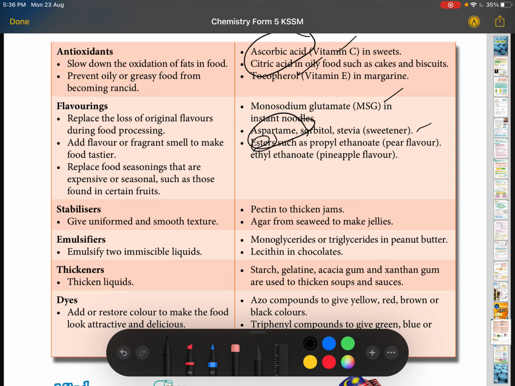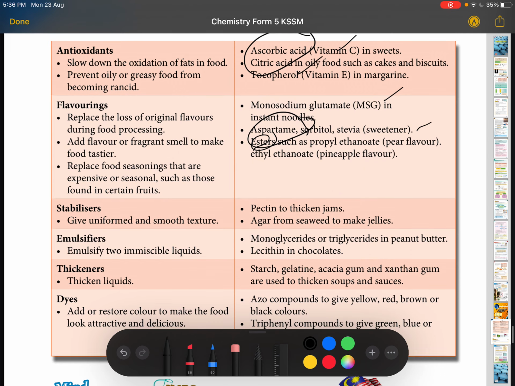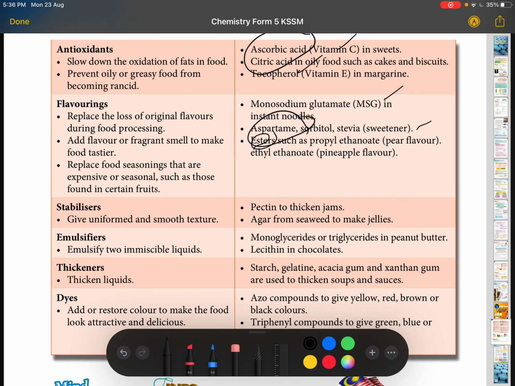And then there's also emulsifiers. It's just to make two liquids mix together. Not really mix, but it makes them form an emulsion, so it's easier, or it's better. The main example is lecithin in chocolates. For example, Milo, there is lecithin in your Milo, and then it's also these monoglycerides or triglycerides.